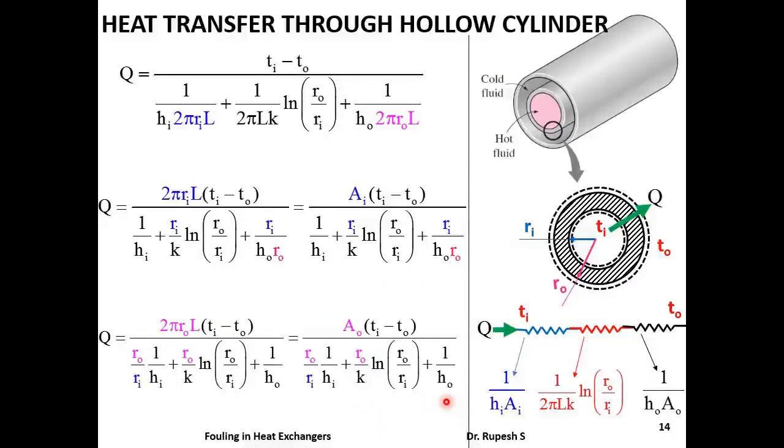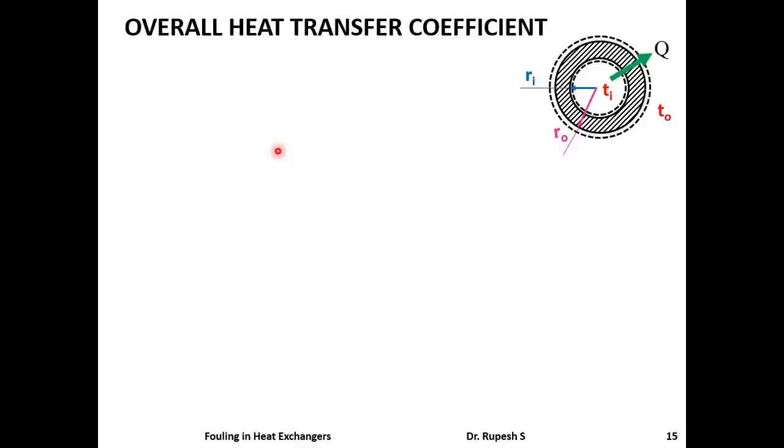Next is the overall heat transfer coefficient for hollow cylinder. We know that for combined conduction and convection, heat transfer Q can be expressed using this equation, where U is the overall heat transfer coefficient.